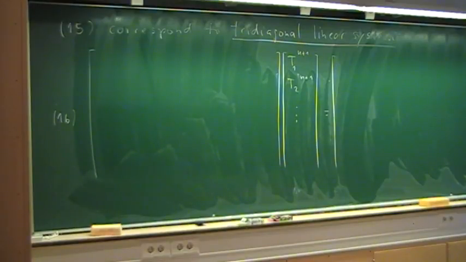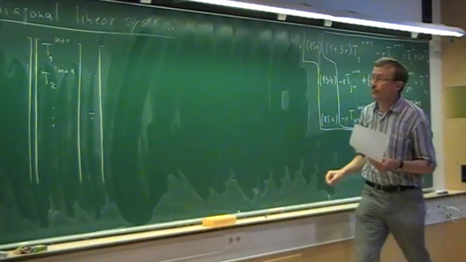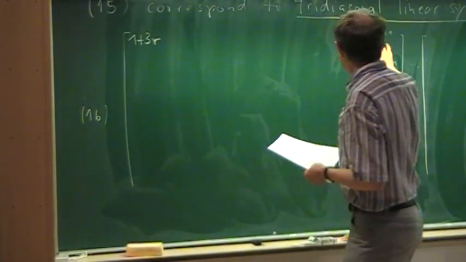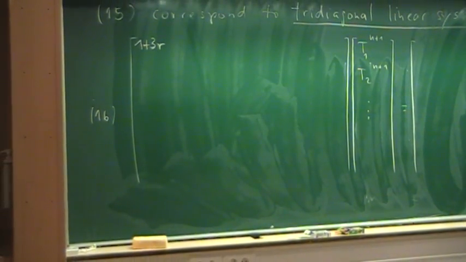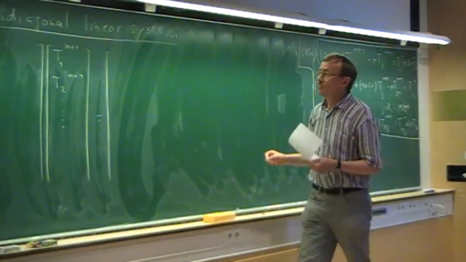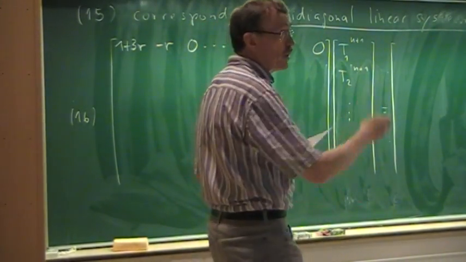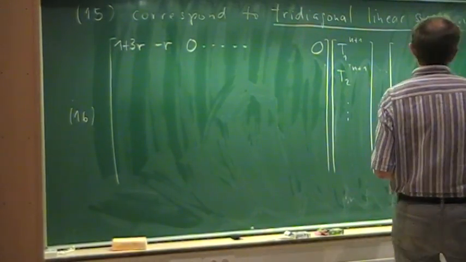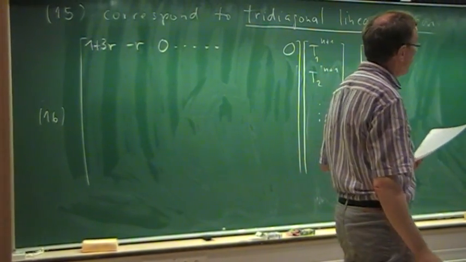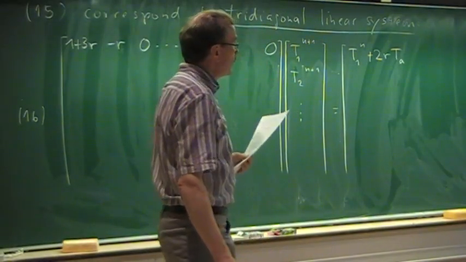So we start here. So what will be the first entry in the diagonal in the first row, the 1 plus 3r? So that will get here, and that will multiply the T1 n plus 1. Then the next entry, that is number 2 in the first row, is minus r, because that will multiply the T2. Okay, and the rest is 0. Nothing else appearing. The right-hand side we have nicely there, in 15a. That is our approximation to the temperature in cell 1 at the old time level n, plus 2 times r times the boundary temperature, the left boundary.